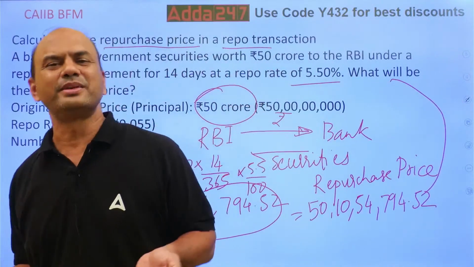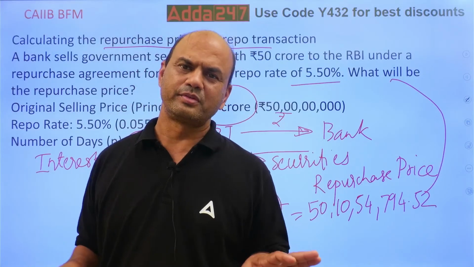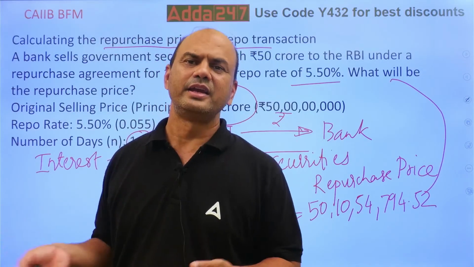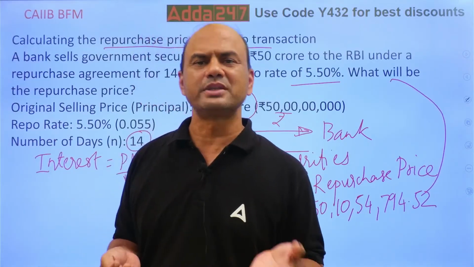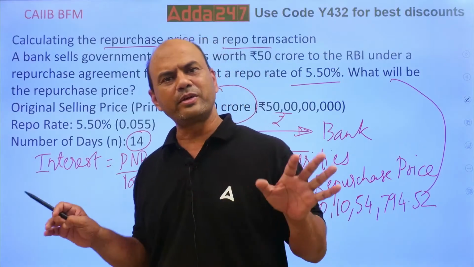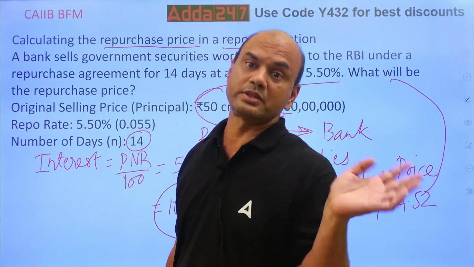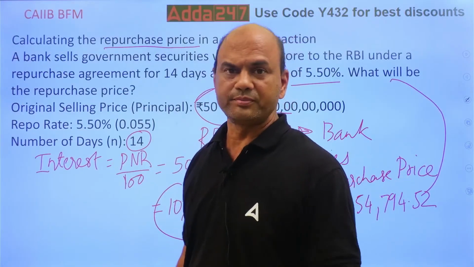Basically, it's very simple. That's why I said it has nothing to do with repo. Repo is just a rate. It's a normal simple interest calculation, isn't it? Don't be afraid. Complete BFM is totally based on simple interest and compound interest calculations. Okay?